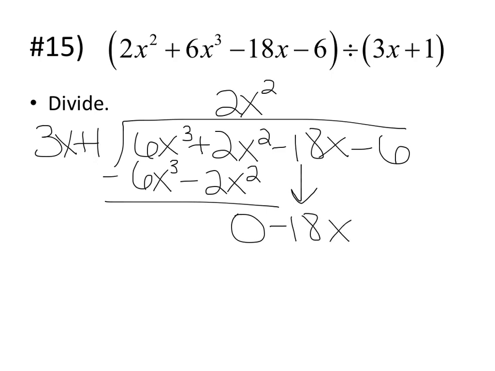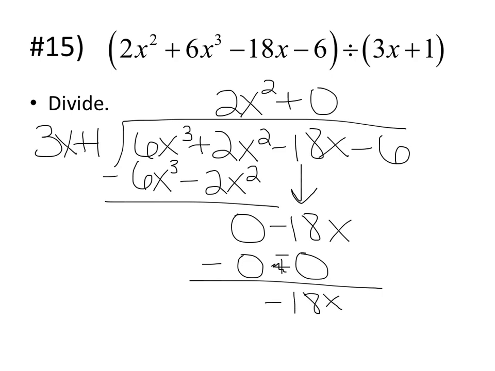All right, and then you're going to ask yourself, 3x times what gives you 0? 0, right? So I'm going to put plus 0. 0 times 3x is 0. 0 times 1 is 0. Okay, change your signs. Negative 18x minus 0 is negative 18x. And bring down your minus 6.